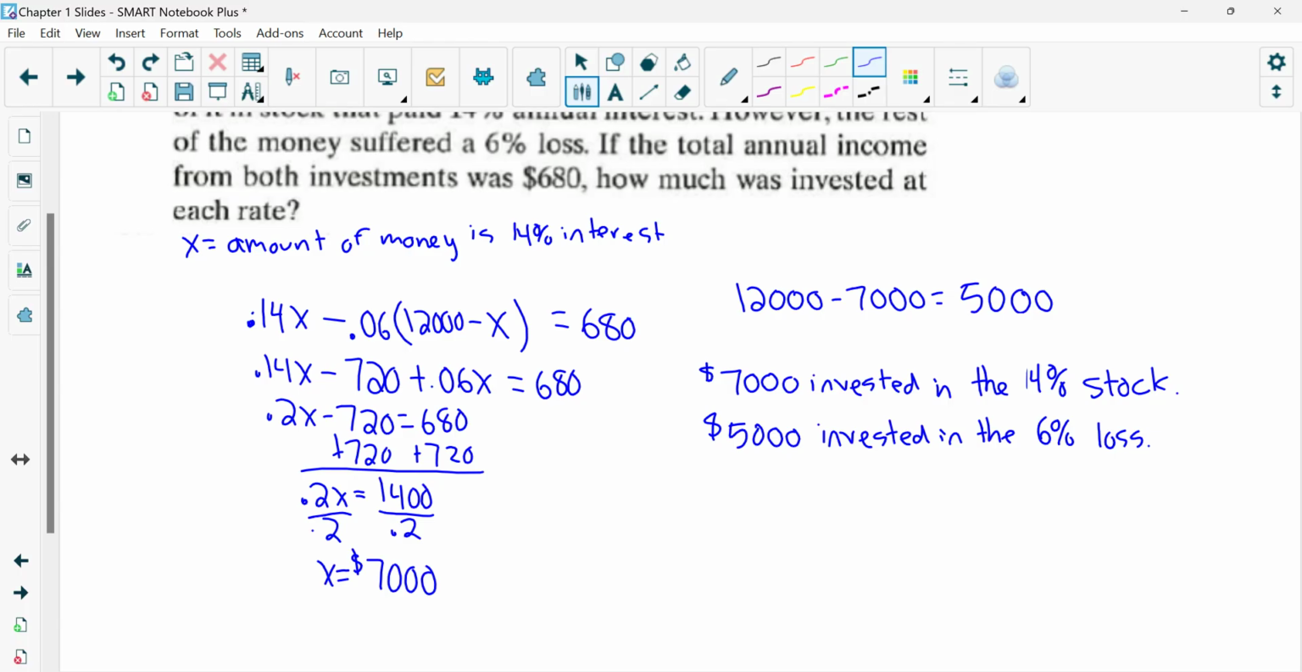So that's what you want to get the habit of: figure out what your x is, write your equation, solve it, and make sure that you have that statement at the end.